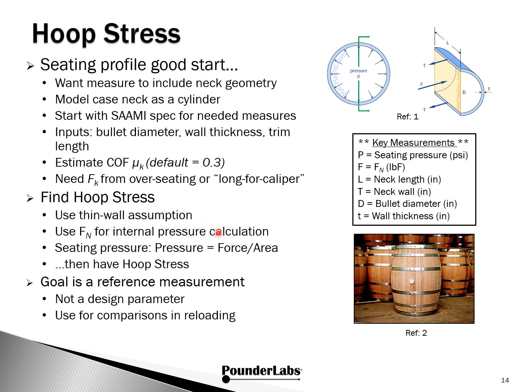We need to use the normal force to calculate internal pressure, and we get that from the coefficient and the kinetic force of friction here. So once we can compute seating pressure and we have force over area, we then have hoop stress. And as you can see where this comes from, simply the hoops that used to hold barrels together.